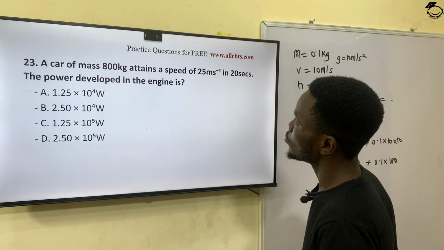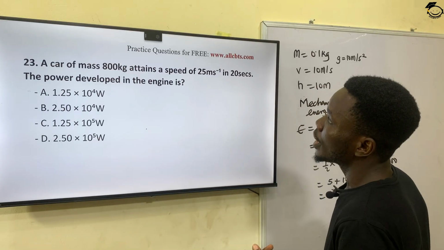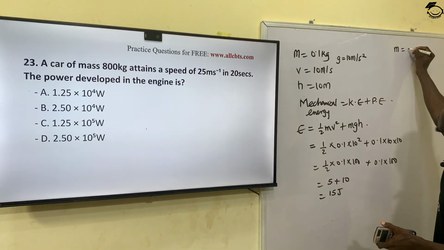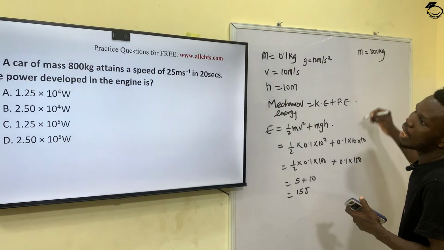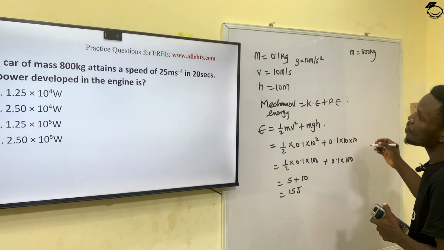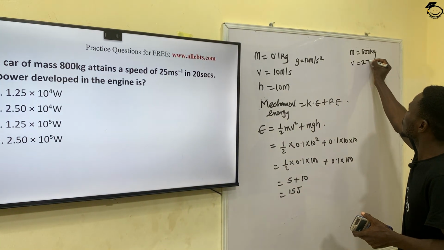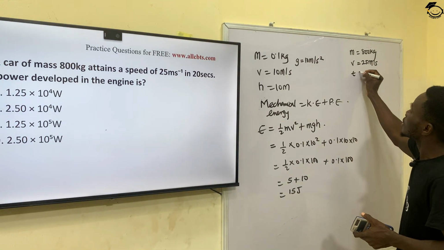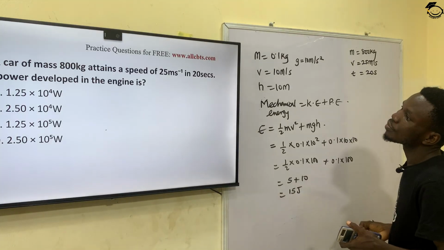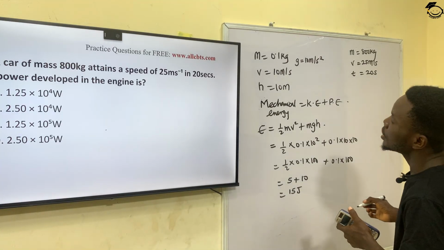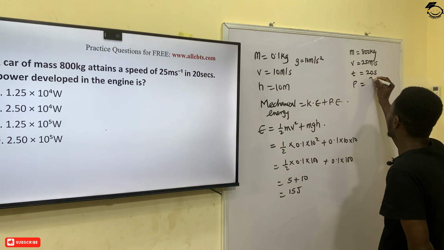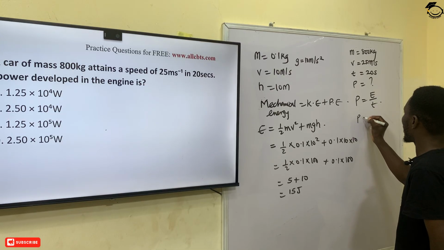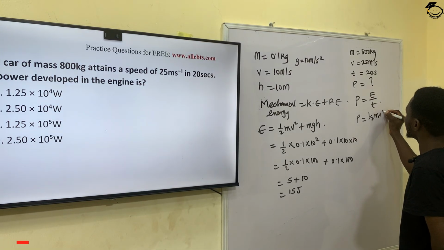So that is also question number 23, which says a car of mass 800 kg. So we have the mass of the car to be 800 kilogram, attains a speed of 25 meter per second. So the velocity is 25 meter per second in a time of 20 seconds. They said the power developed in the engine is dash. So we know that we're looking for what? The power. And we know that power is equal to energy over time. So this is the same as saying that the power is equal to half mv squared over time.